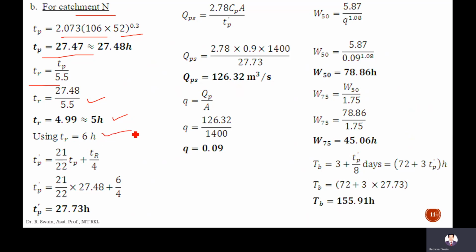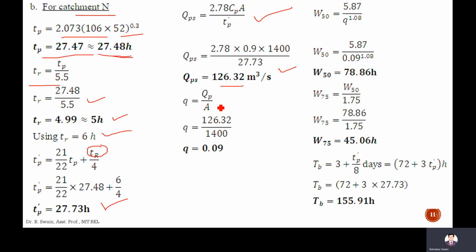Using TR 6 hour, TP dash will be 21 by 22 TP plus TR, where TR is 6 and TP is 27.48. So TP dash can be calculated, which is 27.73 hour. And QPS is this equation. So from the QPS, by putting the value of CP and TP dash, we can estimate QPS. So now we got TP dash, we got TR, TP we got, QPS we got.